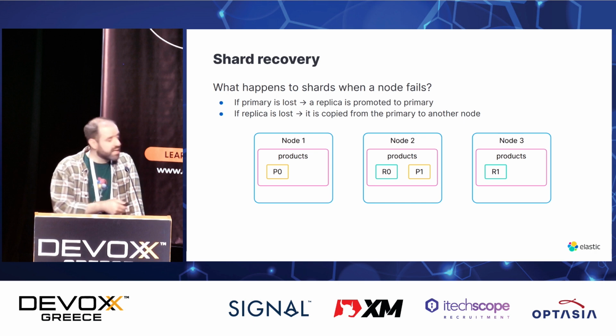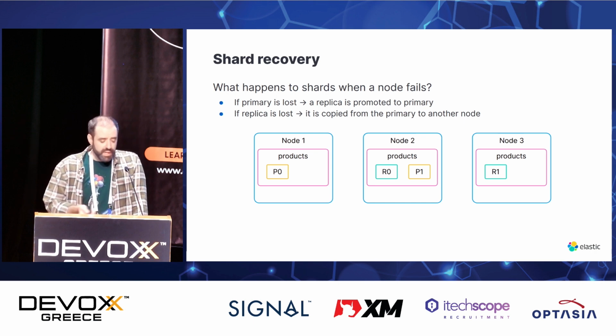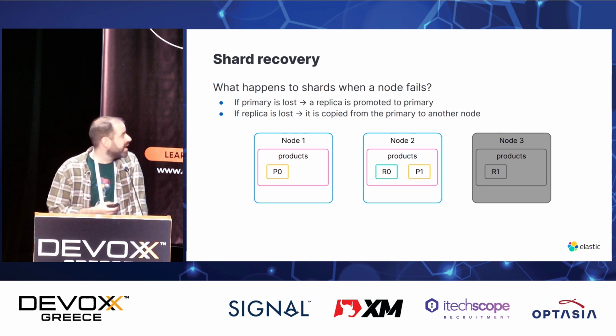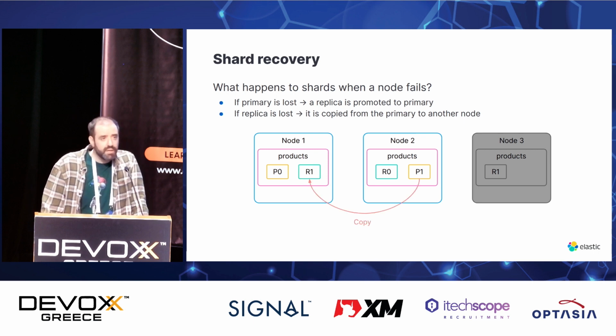Let's say that we have again these 3 nodes with the products index that we saw before, and node 3 dies out. So replica 1 is lost. What Elasticsearch will automatically do is copy a new replica out of the primary shard P1 onto node 1. And again, now with this balance of shards, even if one of these 2 servers dies, we still have the whole data intact. We don't lose it.